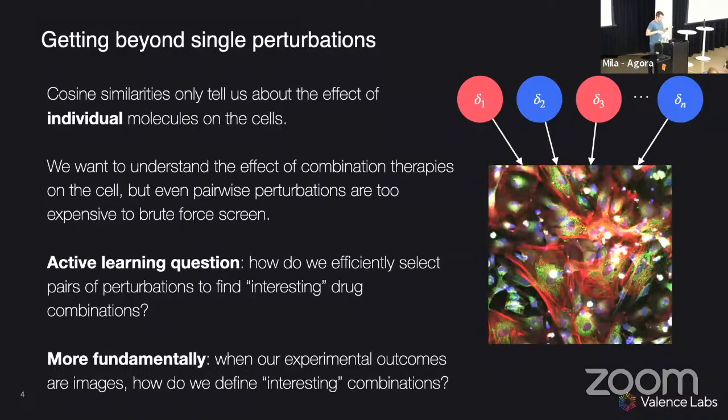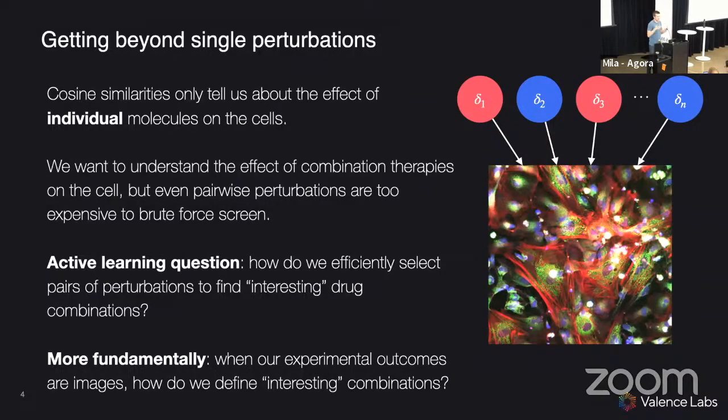So cosine similarities will tell us the effect of individual molecules or gene knockouts on the cell. But if we want to start to think about combination therapies or extract any kind of causal understanding of what's going on within a cell, we need to find a way of getting past single perturbations. And this is a problem because we can scale to single perturbations, but scaling to even pairwise perturbations is really, really hard, right? The combinatorics are against us.